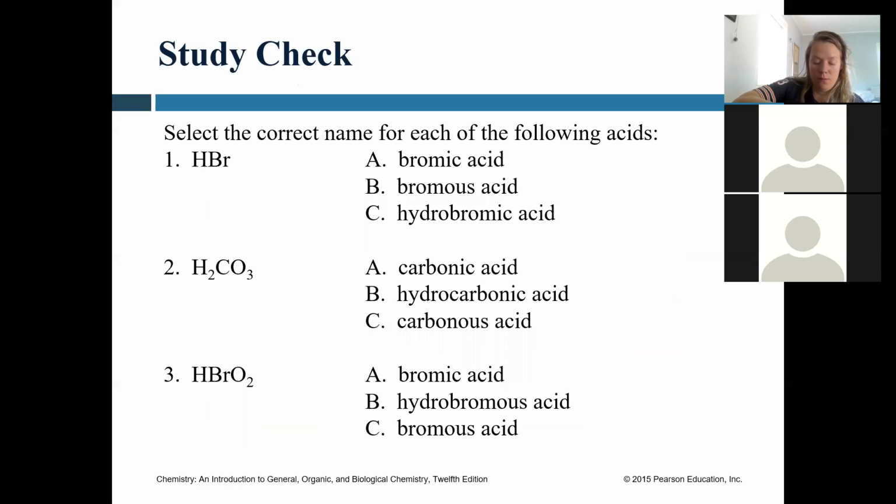Okay, so for this one here, select the correct name. This is hydrogen with just one other thing. So this will use hydro. We like hydro. So hydrobromic acid. Here we've got hydrogen mixed with a polyatomic ion. So I'm going to ditch the hydro and we're just going to look at the polyatomic ion. That's carbonate. Ate becomes ic. I ate something icky. So this would be carbonic acid.